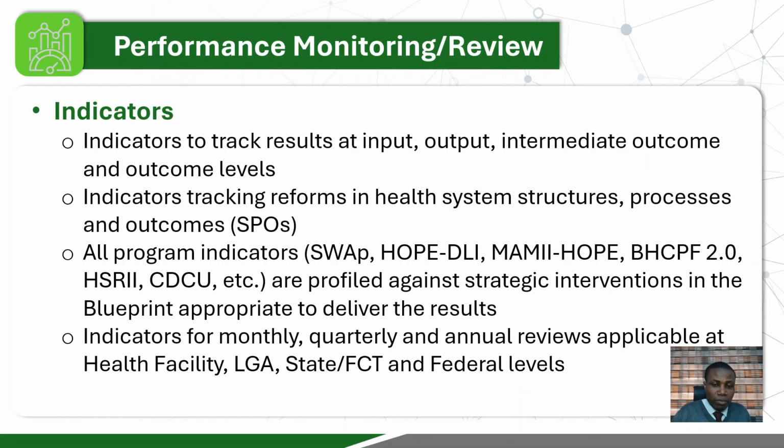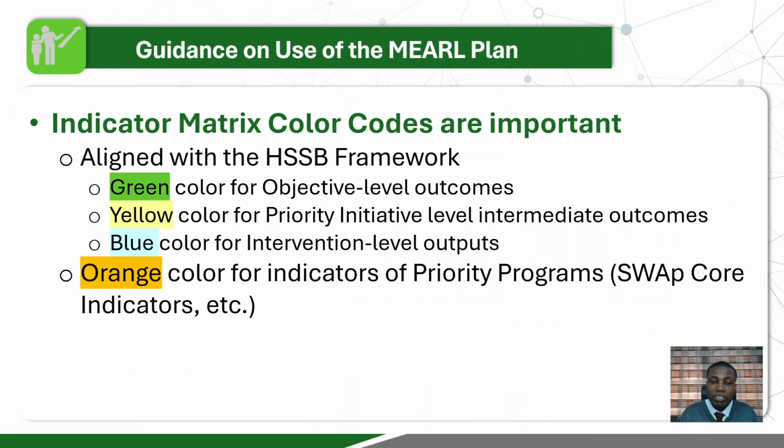More importantly, you need to know that we have some indicators that have been developed for the ongoing health investment initiatives, like the HSSB, the Health Sector Renewal Investment Initiative, the SWAP, the OPDLI, the MAMI, the BHCPF, and even the presidential deliverable. These indicators have been profiled against the strategic interventions of the blueprints. Then also these indicators are tracked monthly, quarterly, or annually, as the case may be, at the facility level, the LGA, the state or FCT, and also at the federal level.